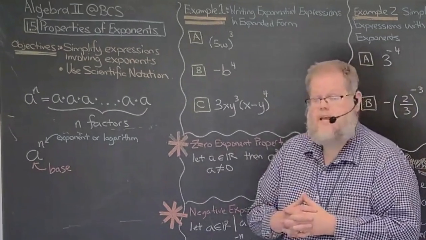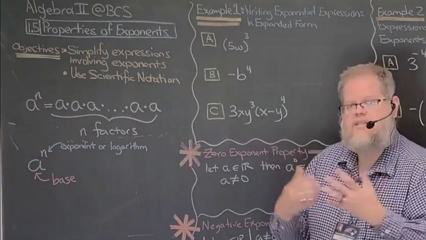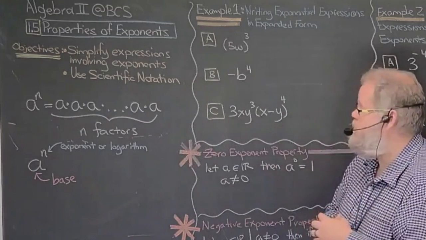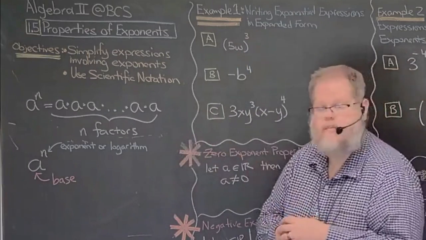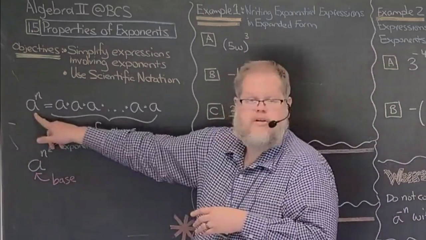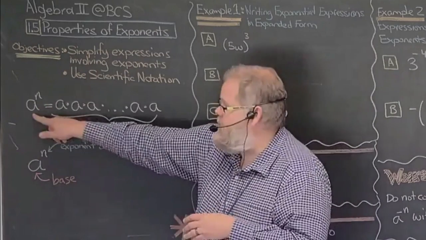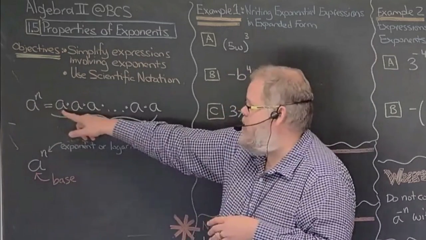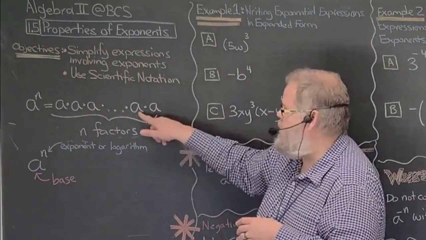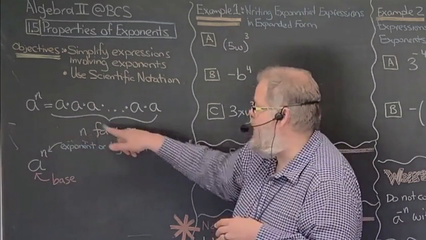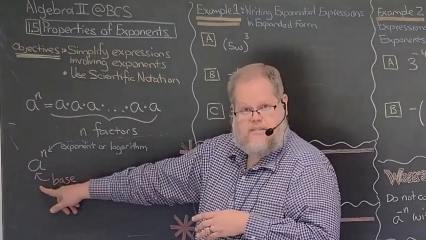Our objective today is to simplify expressions involving exponents and to use scientific notation. So before we get into the examples, let's go ahead and look at what we're talking about here. We have a real number a raised to some kind of power. So a to the nth power can be represented as a times itself n times. And so there are n factors of a here. A is called the base.